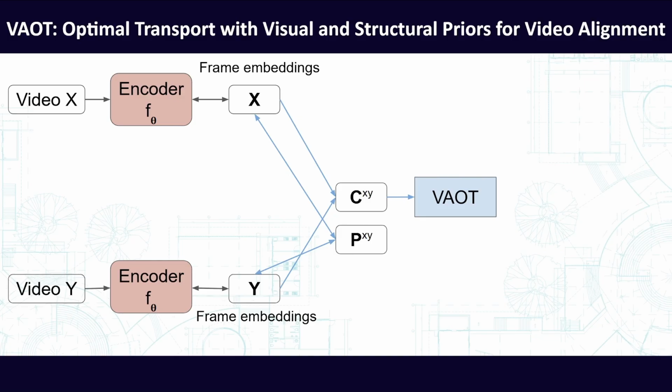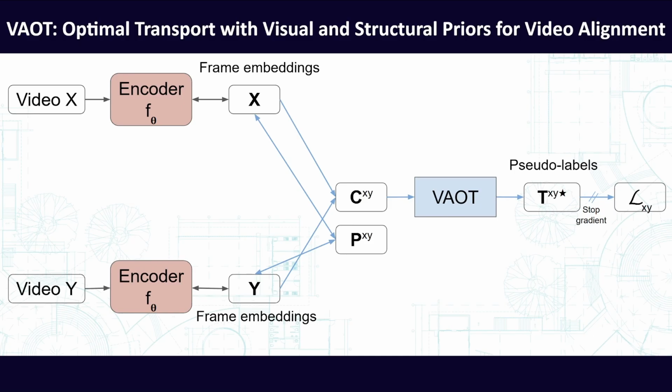The first part encourages frames that look similar to align, while the second part makes sure that alignment also respects the temporal flow, so actions stay in the right order even if styles or speeds vary. The VAOT module outputs pseudo-labels TXY star. These pseudo-labels serve as supervision signals for training the shared encoder.